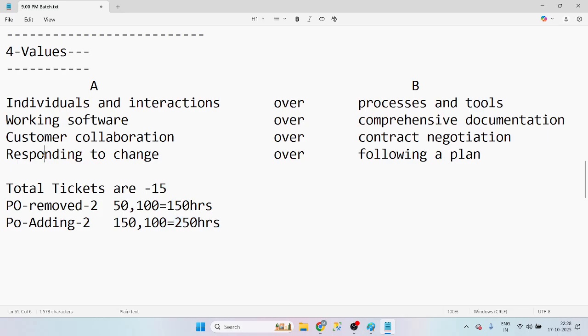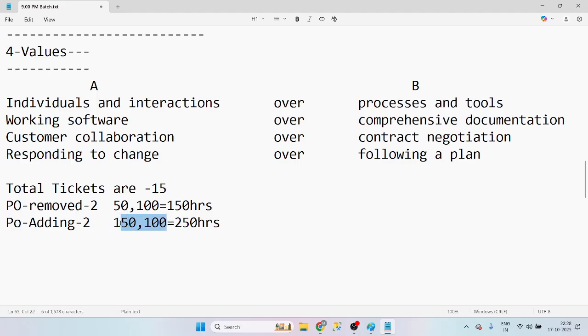What are we doing now? We are responding to change. Remove 2 tickets, add 2 tickets. We responded to change, but with what? Following a plan. The plan is you have removed 2 tickets, that capacity is 150 hours. Now you are adding 2 tickets, no problem, but those 2 tickets should be 150 hours.